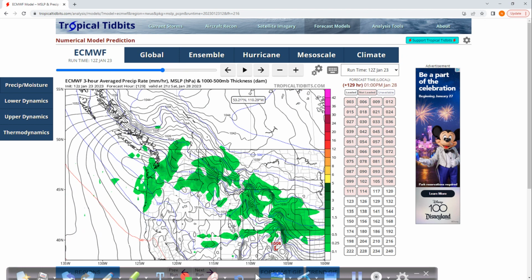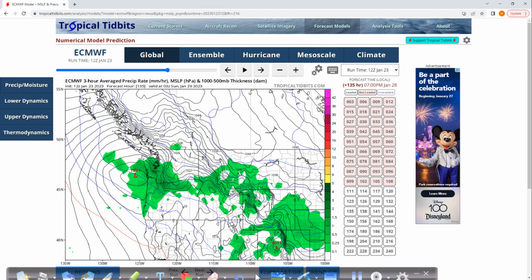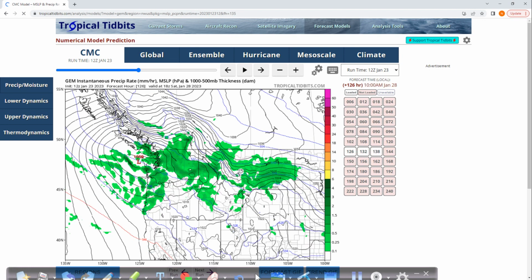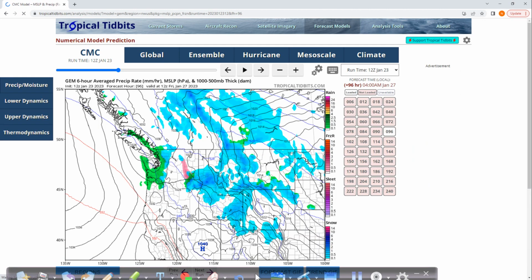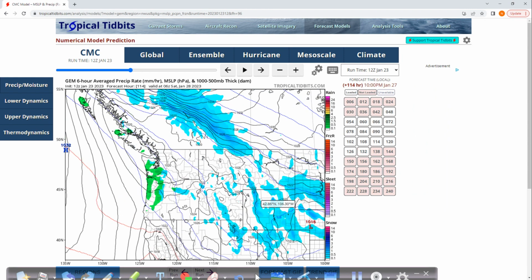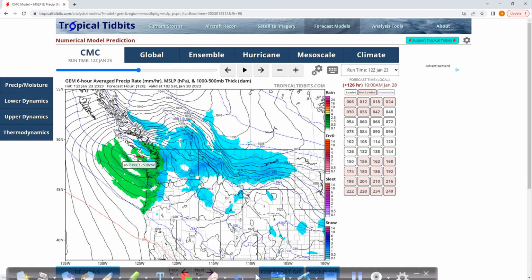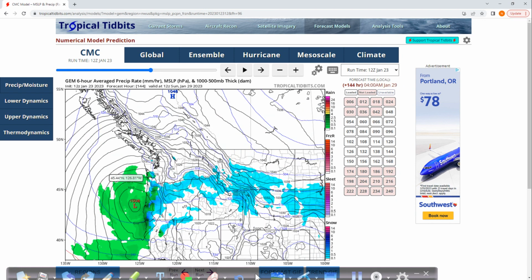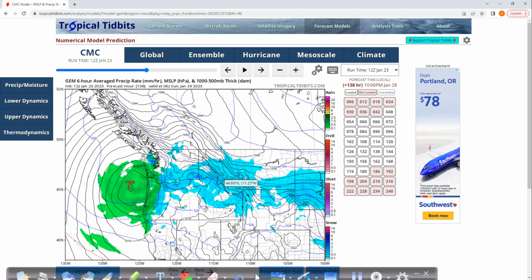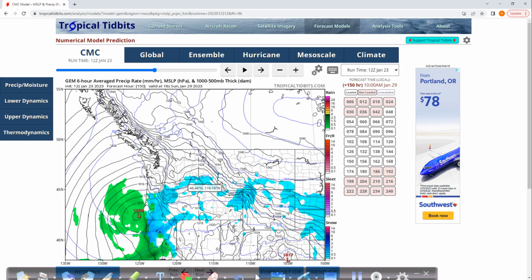All right, the Canadian model. This one you can get rain and snow on, and it has those rain showers Friday. Here's that second low coming down on Saturday, and it just brings a little bit of snow at the very end. That's why it has less than an inch of snow in the Portland area, and that's about it.